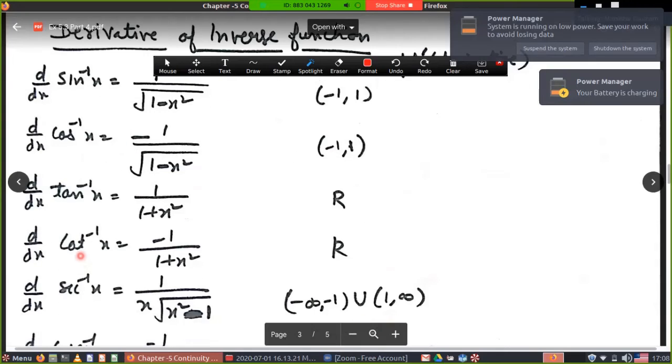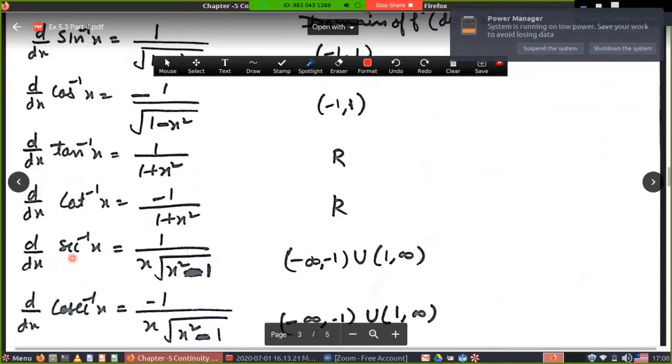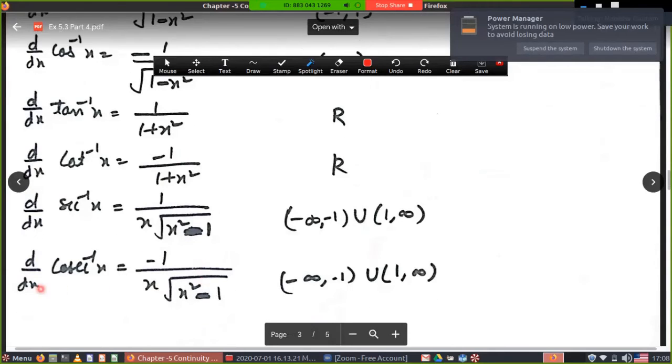Derivative of tangent inverse x is equal to 1 upon 1 plus x square. Derivative of cot inverse x is equal to minus 1 upon 1 plus x square. And derivative of secant inverse x is 1 upon x under the root x square minus 1. And derivative of cosecant inverse x is minus 1 upon x into under the root x square minus 1. Domains of the functions are given to you. You have to learn these domains of the functions also.